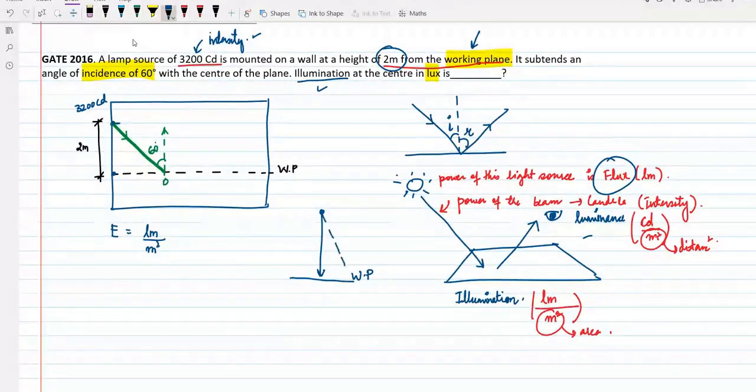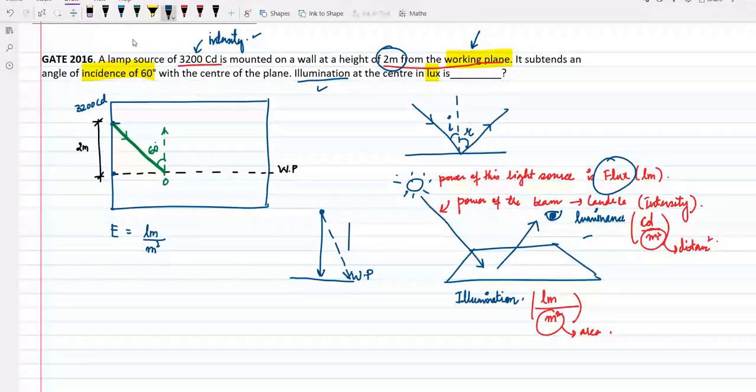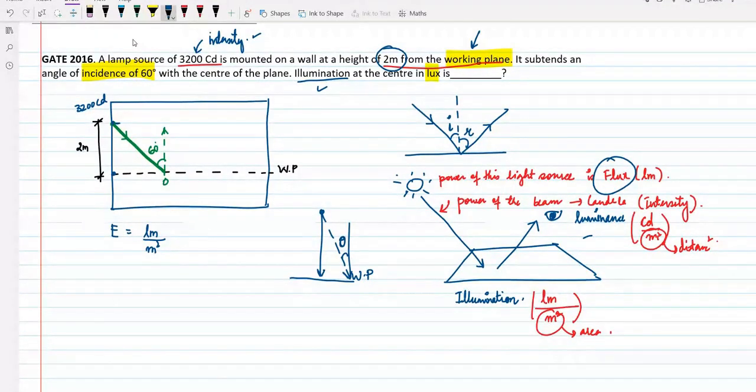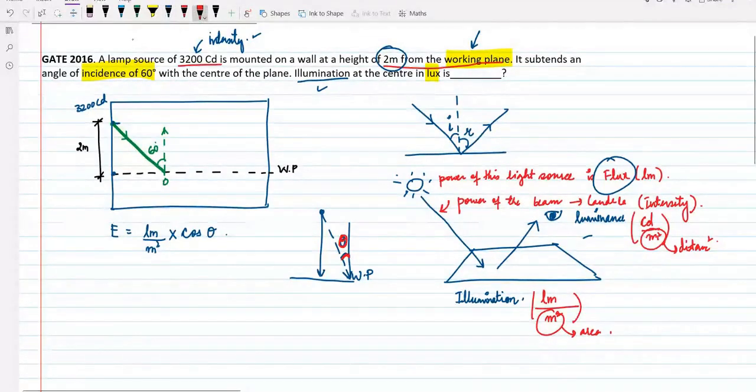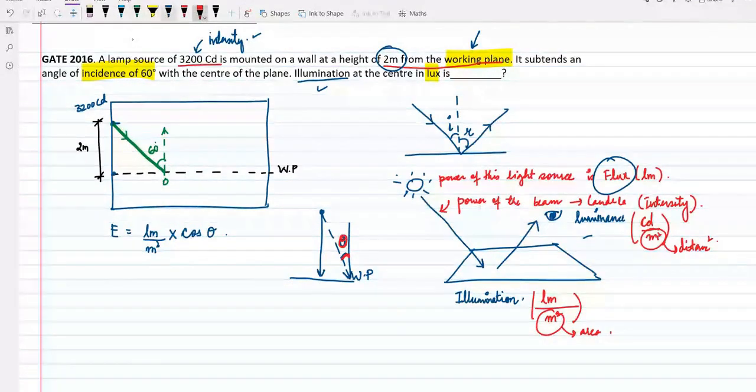If it's falling at an angle, we require the theta, the angle at which that light source is falling onto the working plane. So this formula becomes cos theta, and this theta is nothing but the angle with the normal. Never be confused with this angle. This is the angle that we require for cos. So we'll start with the numerical.